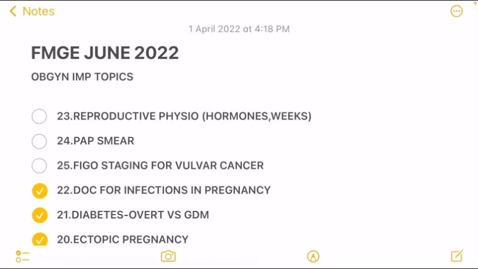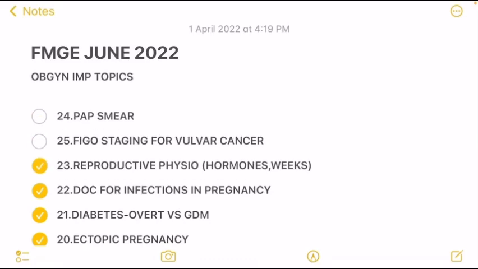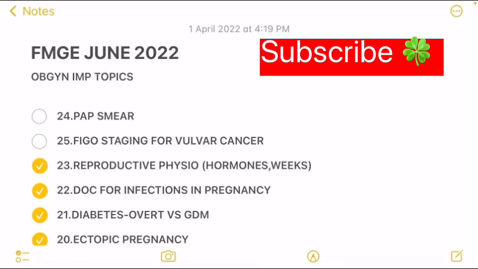Next is your pap smear. Pap smear is very important because it's clinical as well. So they would ask you something practical too, which would make you think. If you have a little bit of knowledge, you'd be able to do it. So make sure you know your pap smear procedure, indication, everything.